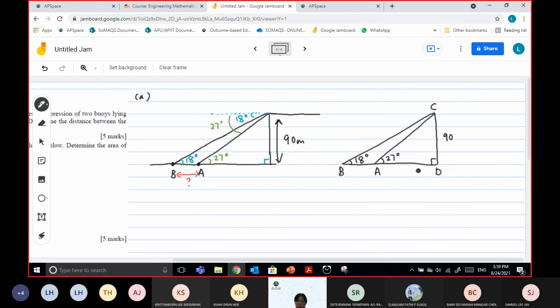Okay, wait, hold on. Actually, this is what I'm thinking. How about if I take the tangent of 27? Tangent of 27 will be 90 over AD. So I am able to find the length of AD, which is 90 over tangent 27.